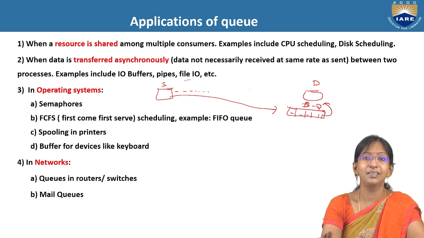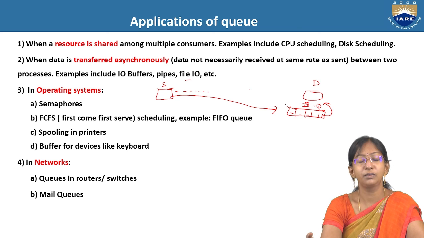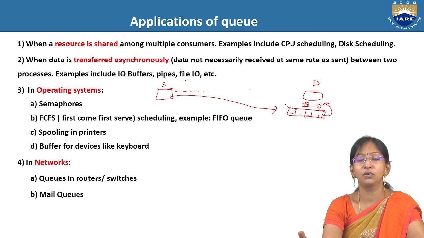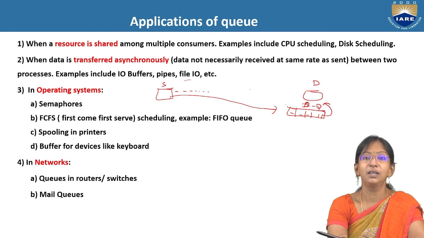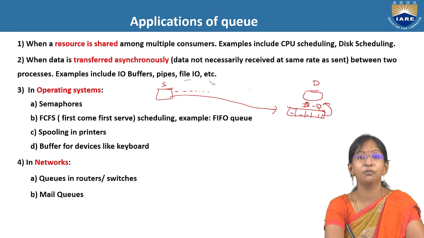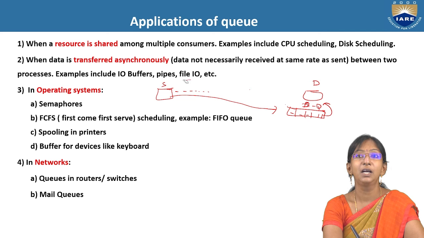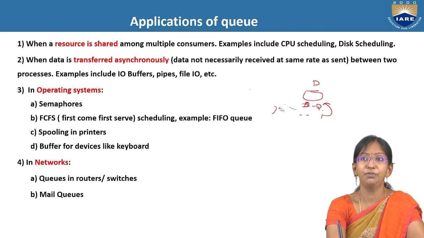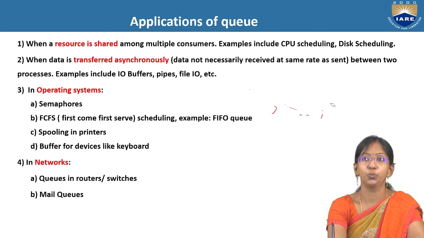So this is an asynchronous way of transfer, a case where the source and destination are not at the same place, right? And the rate of data sent by the source is higher compared to the rate of data the destination receives. Okay, so at that time the destination uses a buffer, which is nothing but a queue.